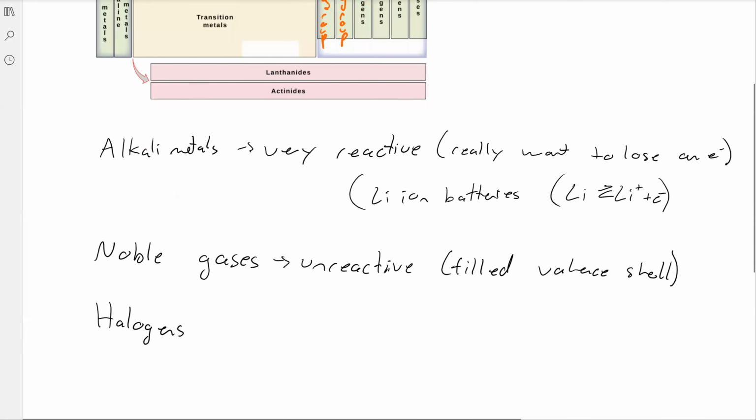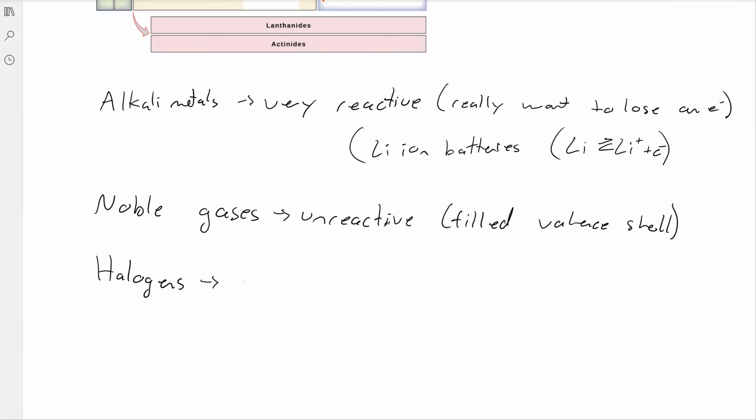And then finally, these halogens are strong oxidants. An oxidant is something that gains electrons. And so these halogens really want to gain an electron because then they can have that filled valence shell. So we're just going to say they steal electrons from something else.